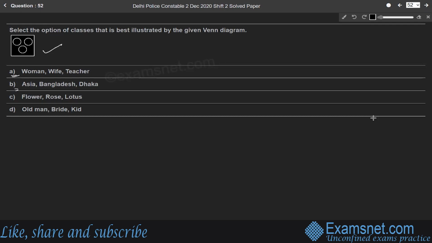Look at option B. Here Asia, Bangladesh, and Dhaka. Dhaka is part of Bangladesh and Bangladesh is part of Asia here. So they are connected to each other. Whereas option C, flower, rose, lotus. Rose and lotus are different types of flowers. So they too have a relation in common, right?